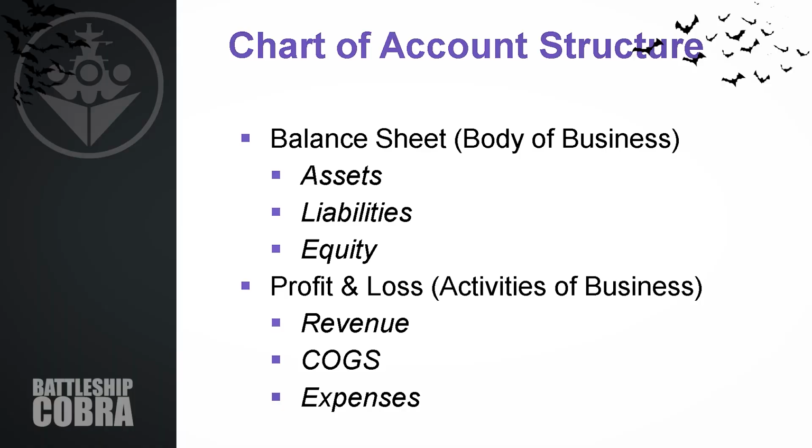Profit and loss is the activities of the business: revenue, COGS, and expenses. Revenue is what you've earned. COGS is what it costs you directly for that revenue. And then expenses are overhead and other things that aren't directly related to your products and your services.